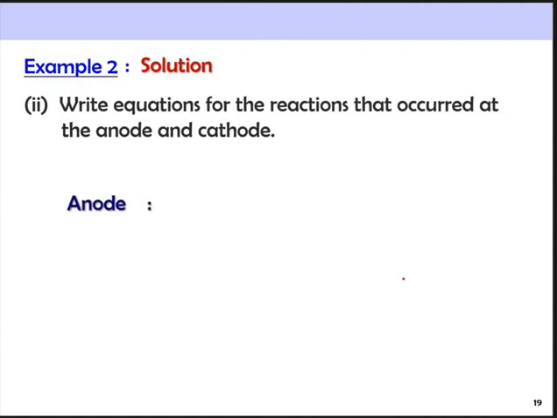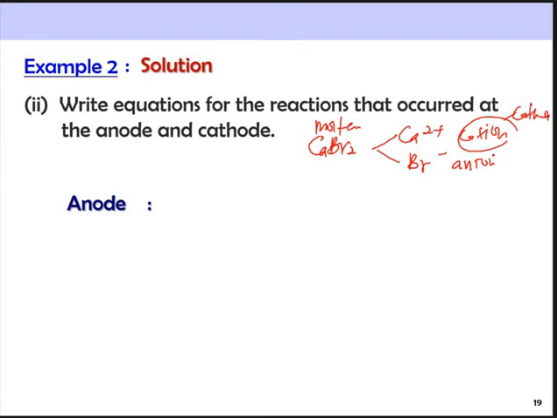Anode and cathode. Mesti kita tahu, CaBr2. Bila dia kata molten, maksudnya kita tak ada kehadiran water. So senang, kita ada Ca2+ and kita ada Br-. So this is an anion and this is cation. So cation dia akan pergi ke cathode. Cation, cathode, anion, anode. So pada anode adalah Br-, mesti tulis liquid. And then pada cathode adalah Ca2+, liquid juga sebab dia molten.